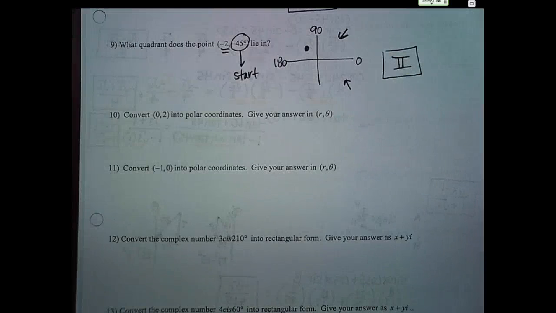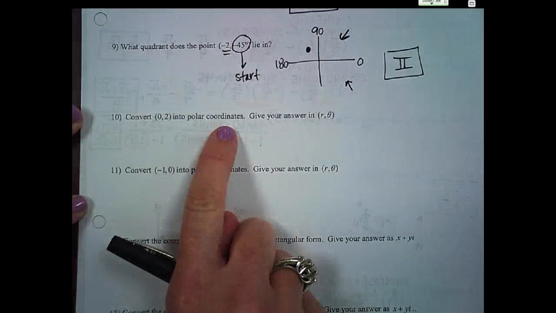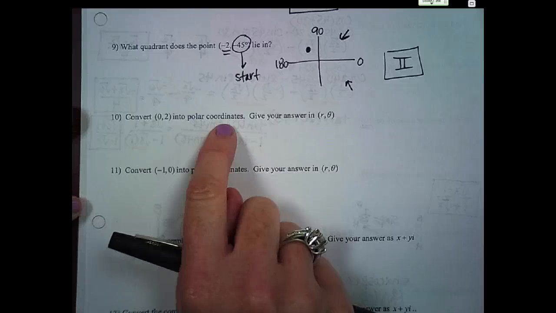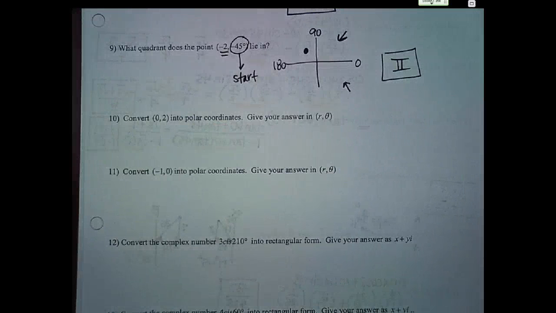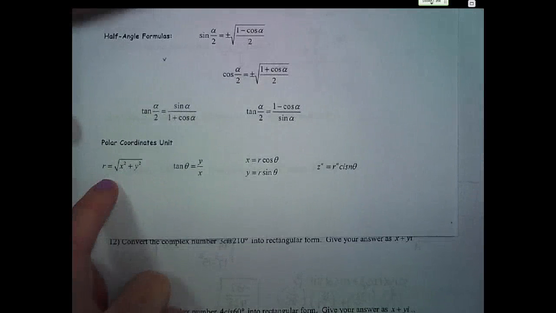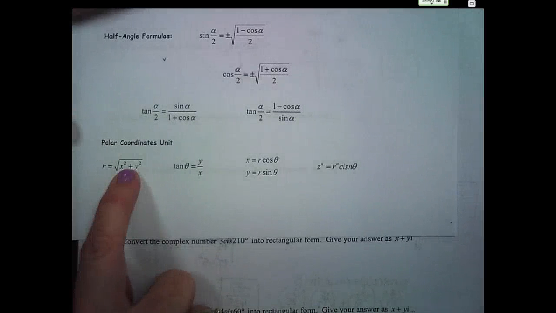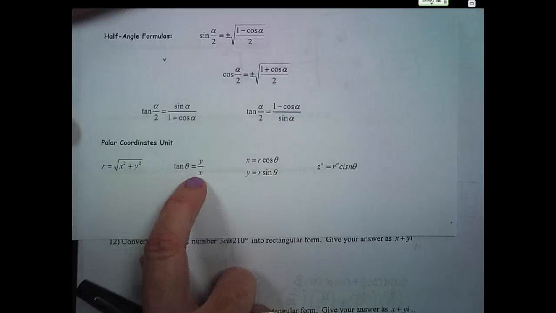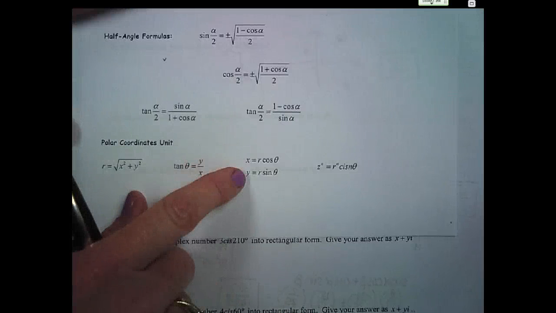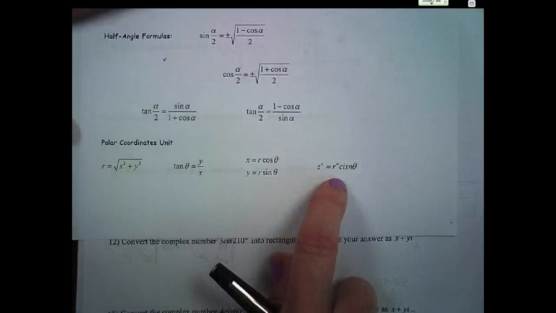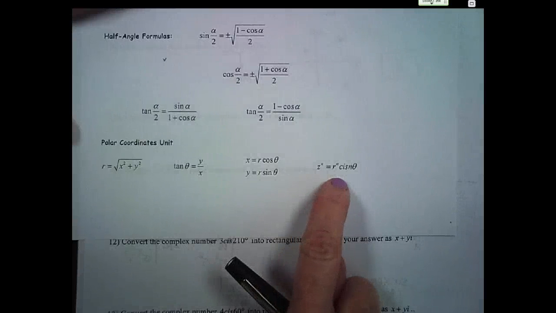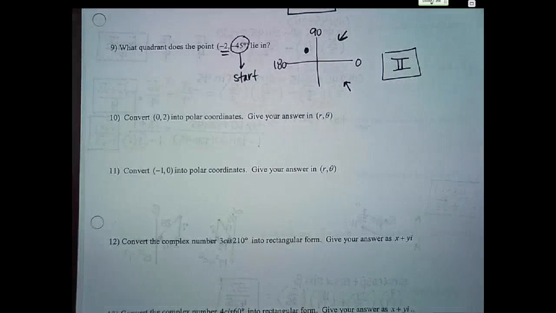Okay, so the polar coordinate problems use the very bottom of your formula chart, where it says polar coordinate unit. You remember, if you're looking for R, use this formula. If you're looking for theta, it's here. Here's X and Y, and here's N, or Z. Okay, so those are the formulas.